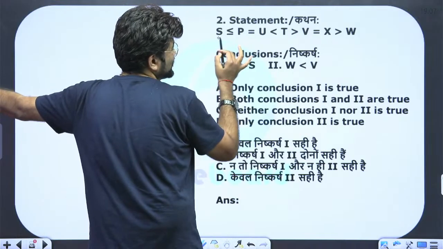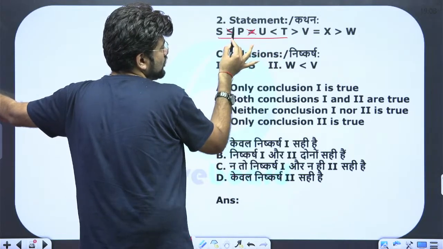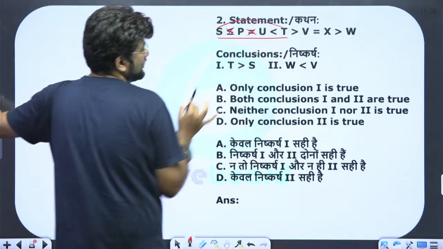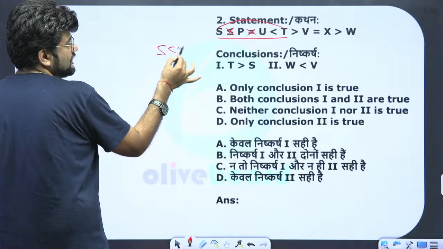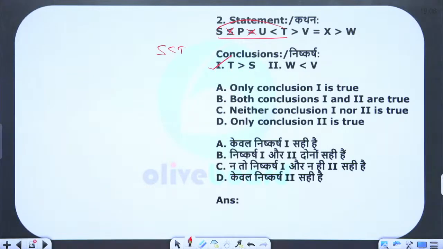So T and S. We need to find this out. Less than equal to and equal to drop. Less than equal to and less than equal to drop. So S is less than T. Got it? Now S is less than T. Does it imply T is greater than S? Yes. It's the same thing.